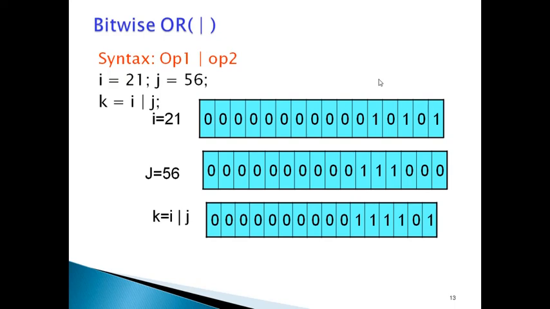Fourth level, 0 and 1, the resultant value is 1. Fifth level, the input values are 1 and 1, output is 1. Sixth level, 0 and 1, resultant value 1. The remaining values are all zeros, so we will get zeros only. After performing the OR operation, the k value is 61 in decimal.